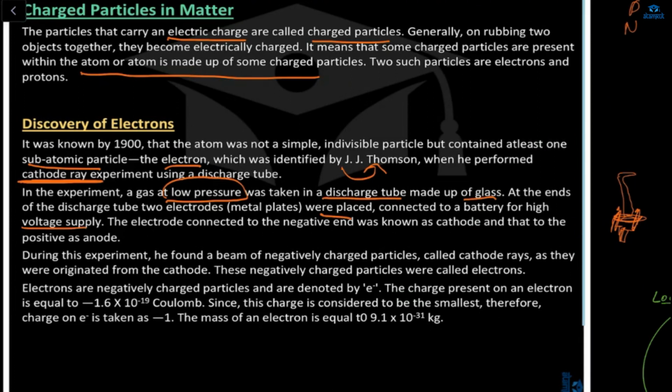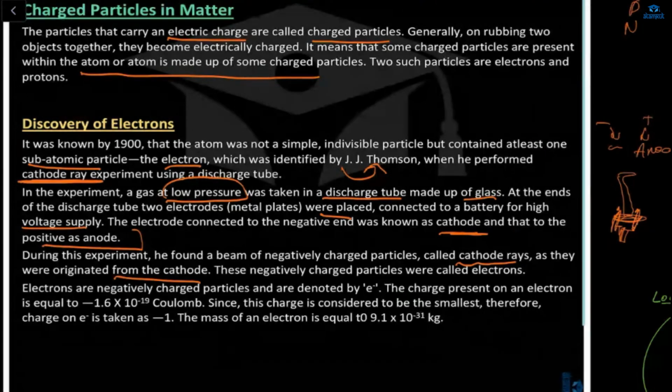The battery is of very high voltage. The electrode connected to the negative end is known as the cathode, and the one connected to the positive end is the anode. During this experiment, he found a beam of negatively charged particles, known as rays, which originated from the cathode. So they are called cathode rays. These negatively charged particles were called electrons. That's how he discovered the electron by this experiment.